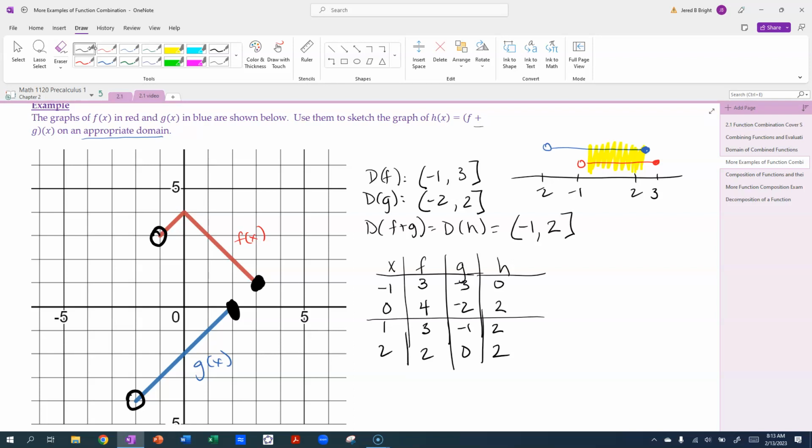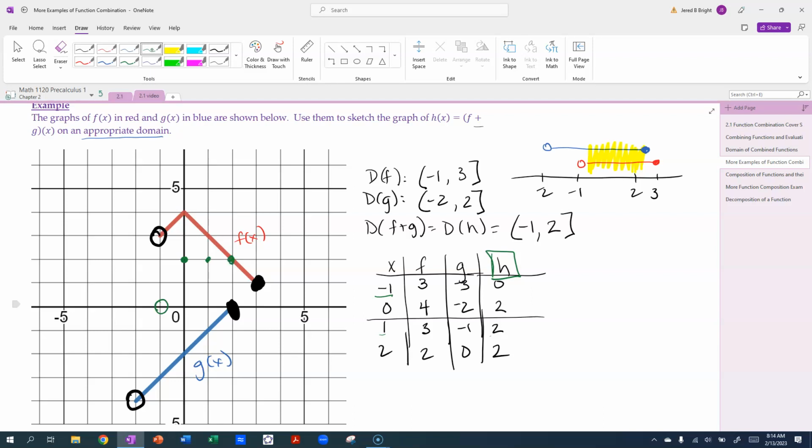Oh, that's exciting. Not really. But that's okay. I'm going to plot h of x in green. At -1, the y value is 0, so I'm going to put a hole there, again because the domain has a parenthesis. And then at 0, I'd have 2. So plot that: 0, 2, 1, 2, and 2, 2.